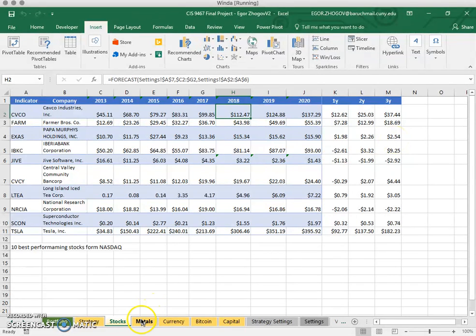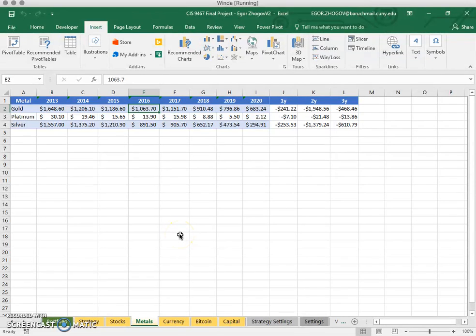Next tab is metals. As we can see here, the forecasted results are not positive at all, and our colleagues were right to suggest that we not invest money here. Currency is the next tab.